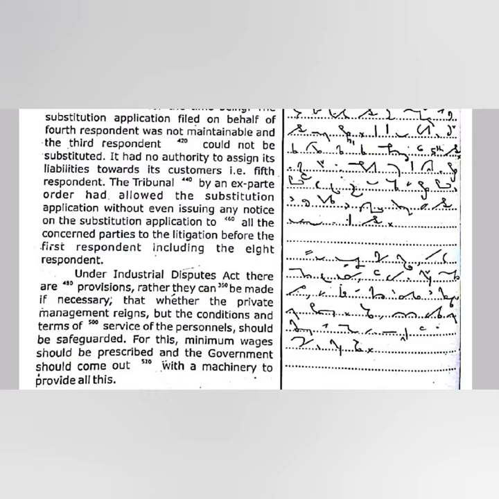Under the Industrial Disputes Act, there are provisions, or rather they can be made if necessary, that whether the private management reigns, the conditions and terms of service of the personnel should be safeguarded. For this, minimum wages should be prescribed, and the government should come out with a machinery to provide all this.